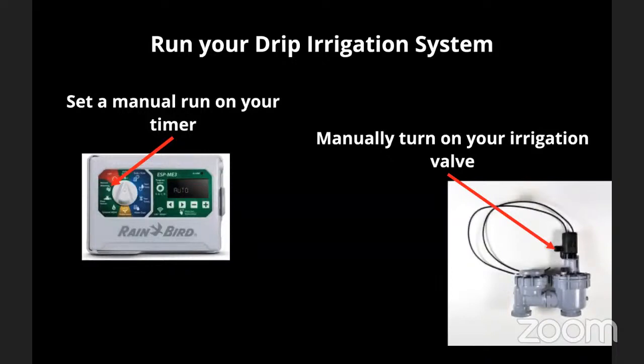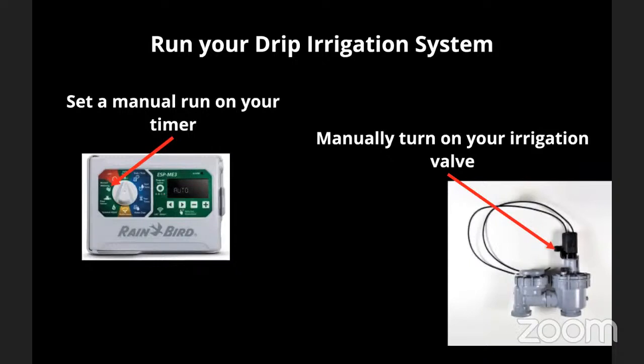And so to manually run that, it's best to manually run it from your timer. And if you don't know how to do that, you can refer to your timer's manual. If you don't have it, you can pretty much always go to the manufacturer's website and look for the manual with your model number and download a PDF of it.